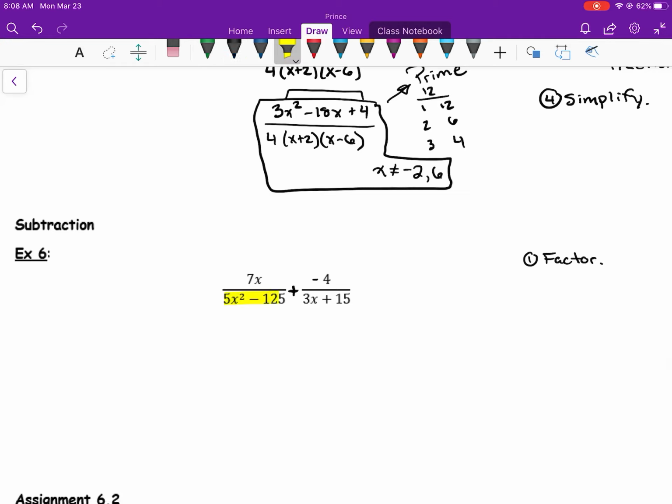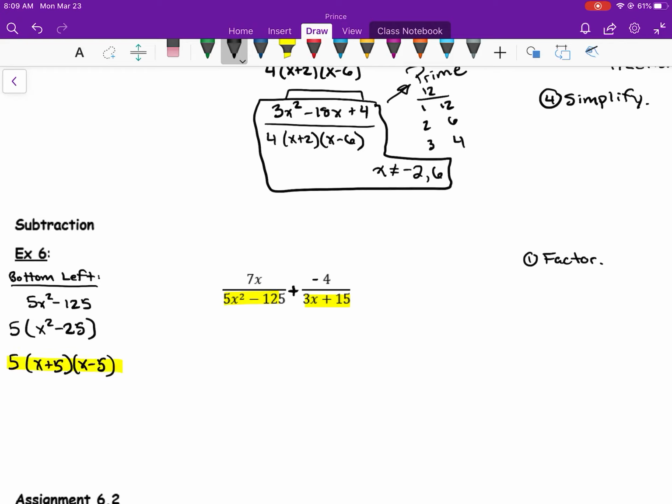What we can. Looks like bottom left and bottom right both need to be factored. Get 5x squared minus 125. So, pull out a greatest common factor, 5, get x squared minus 25. This is one of the ones you had in your assignment. So factors of 25 that make 0 are positive 5 and negative 5. Factored. Done.